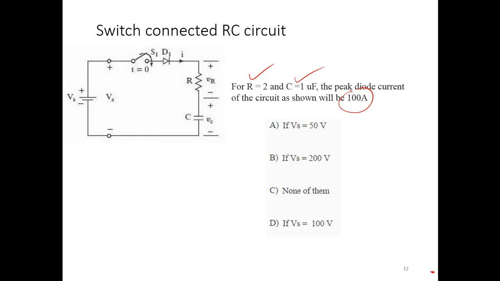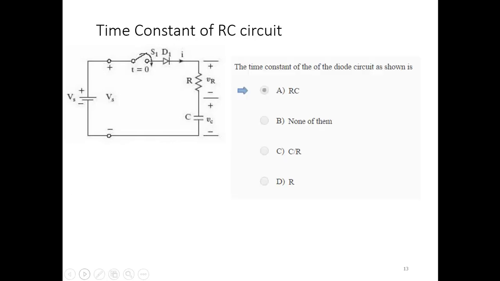I would suggest you do those exercises to get ready for the test, and you should be able to calculate. The other question asks for the RC time constant. The time constant of the circuit is obviously R and C. RC is the time constant of the circuit, although there are other questions to make you think about it. RC is the time constant.